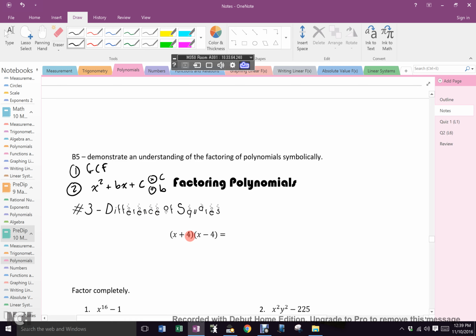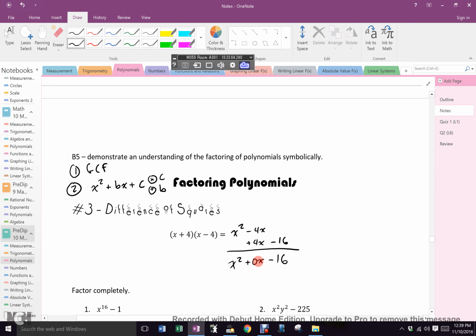If you see this, what are you going to do? You're going to expand it, yeah? So let's expand that together. X times x is x squared. X times negative 4 is negative 4x. New term, new line. Plus 4x minus 16. And what do you get when you straighten it all out? X squared plus 0x minus 16.